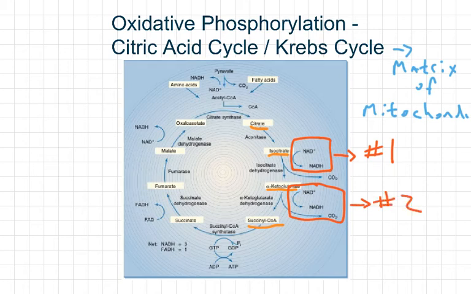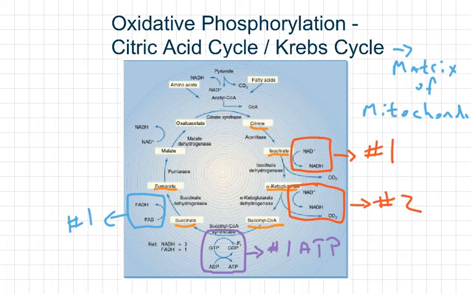Then, succinyl-CoA is converted into succinate. At this point, we create our one molecule of ATP through the citric acid cycle. From there, succinate is converted into fumarate, and during this conversion, we get our production of our 1 FADH. From there, fumarate is converted into malate, and then malate is converted into oxaloacetate. During the conversion of malate to oxaloacetate, we create our third NADH.